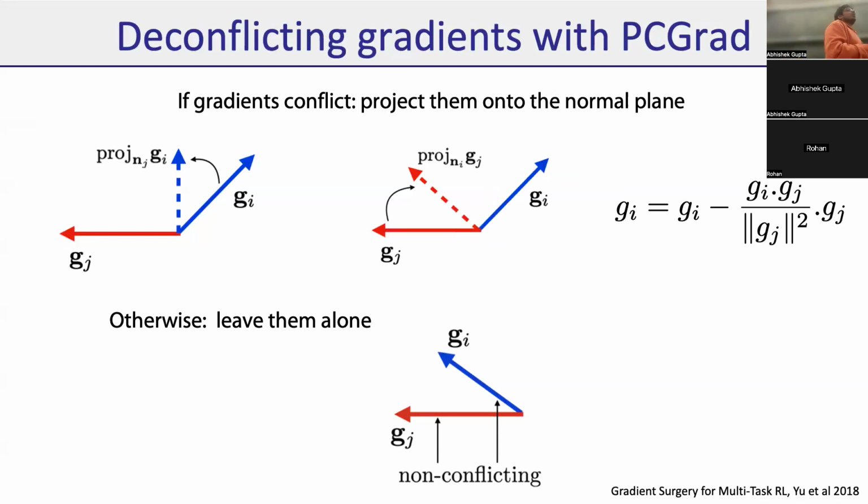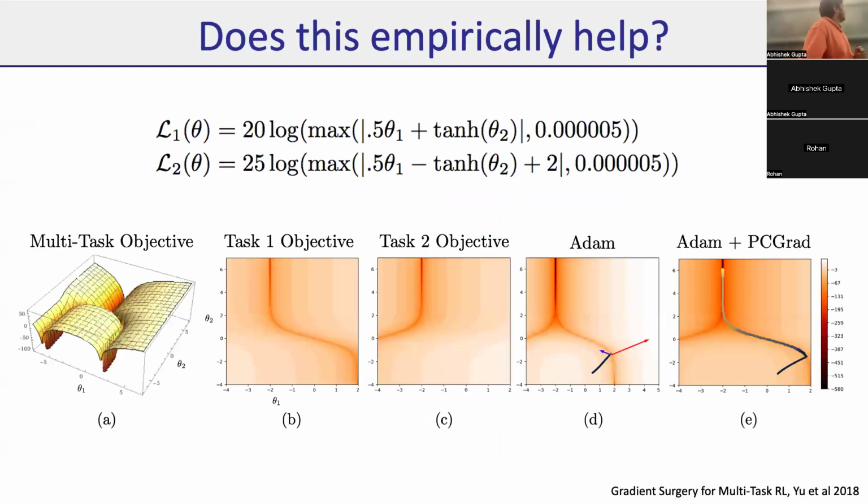Okay, no. So let's see if this works on a really simple problem. We constructed an extremely simple multitask problem with an extremely contrived objective. If you run standard Adam on this, you're trying to minimize with respect to two parameters, theta 1 and theta 2. Those are your two loss functions. This is the optimum right here, and you see that standard Adam gets stuck, whereas if you do this deconflicting, it tends to find the optimum. So this works on a really simple problem.